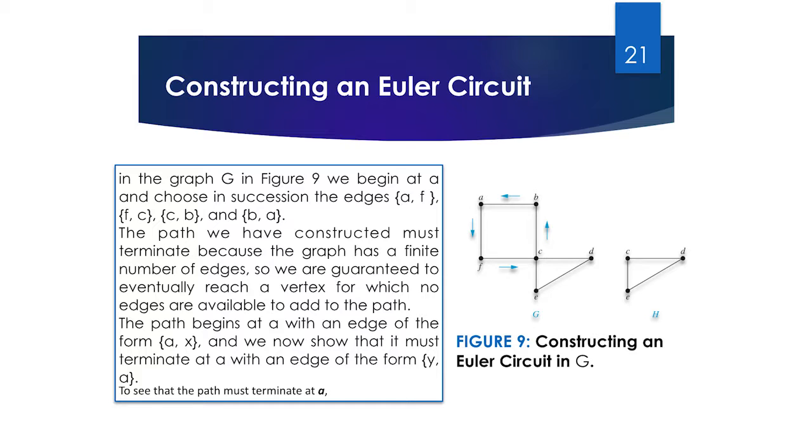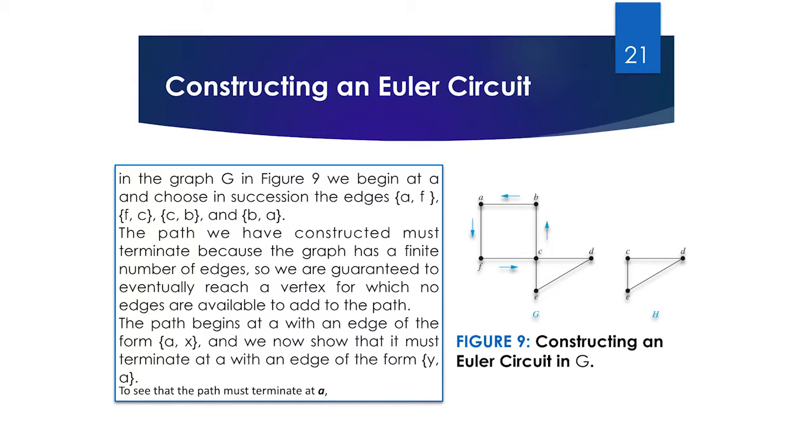In the graph G in figure 9, we begin at A and choose in succession the edges A to F, F to C, C to B, and B to A. The path we have constructed must terminate because the graph has a finite number of edges. So we are guaranteed to eventually reach a vertex for which no edges are available to add to the path.